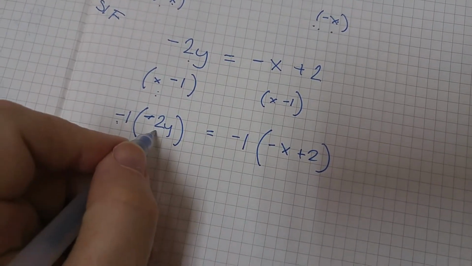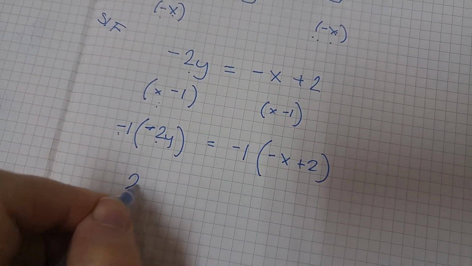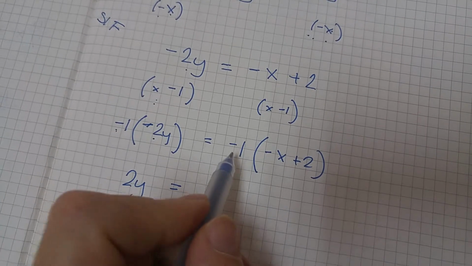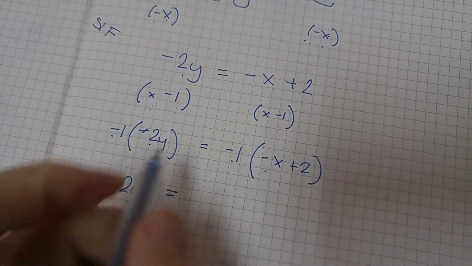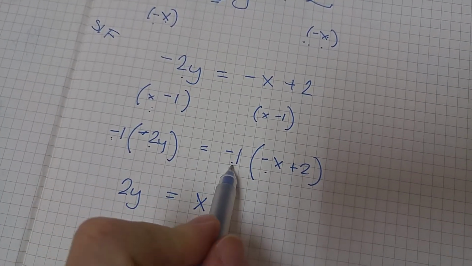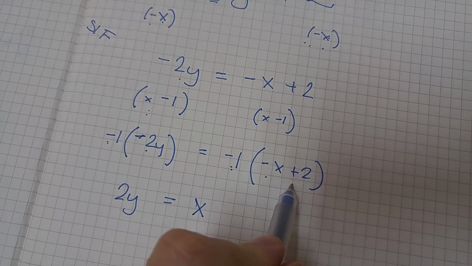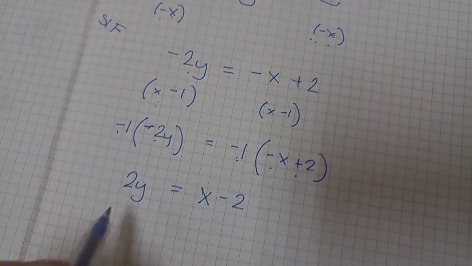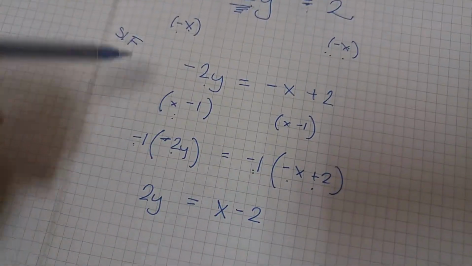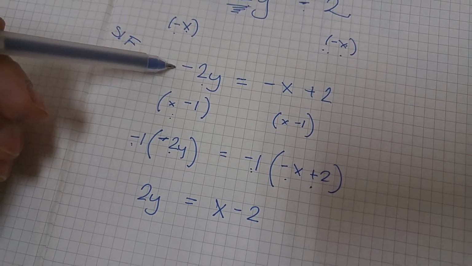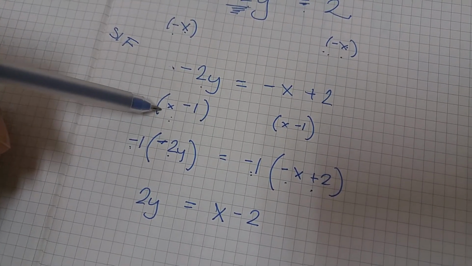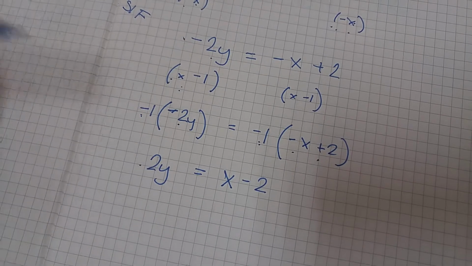So minus 1 times minus 2y equals 2y. Minus 1 times minus x equals x. Minus 1 times positive 2 equals minus 2. So by multiplying by minus 1 on both sides, I've turned it into a positive value.